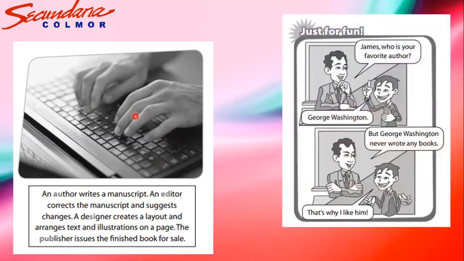And I couldn't leave you without your joke, just for fun. And this is for Adan and Jose because you really, really like that part. So it says, James, who's your favorite author? George Washington. But George Washington never wrote any book. That's why I like him. Yeah, they are not very good.